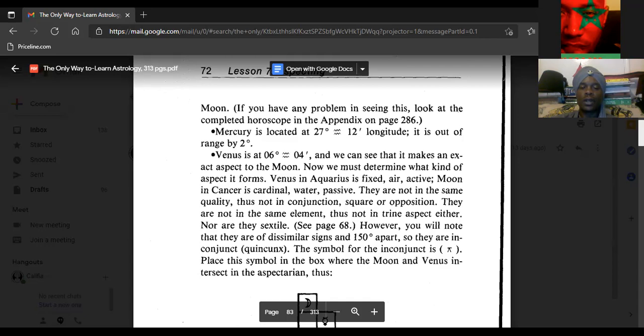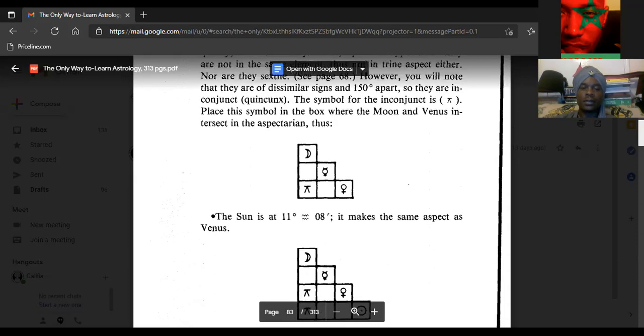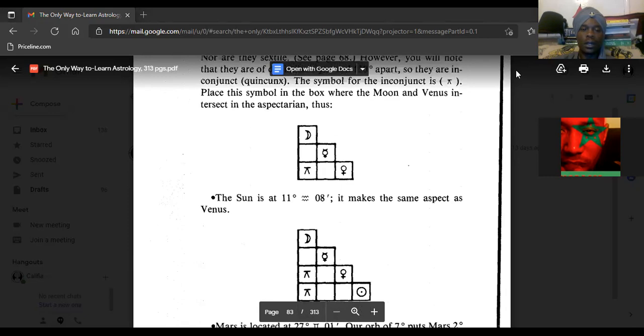The symbol for the inconjunct is that symbol right there. Place this symbol in the box where the moon and Venus intersect in the aspectarian. Thus, and we have an example of that symbol.